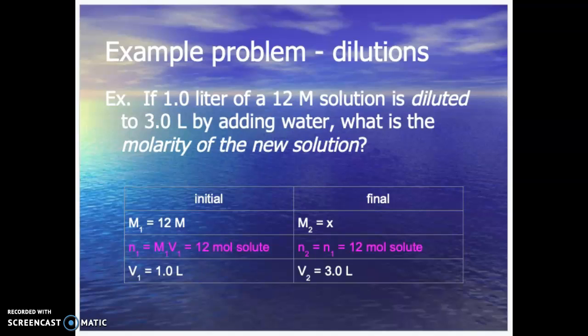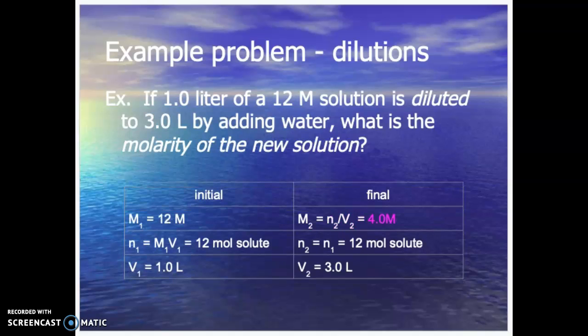Again, I'm going to think back to my molarity formula: molarity equals moles divided by volume. So I'm going to take my M2, set it equal to my n2 divided by my V2, my final number of moles of solute divided by my final volume. And I'm going to get a molarity of 4.0 molar.